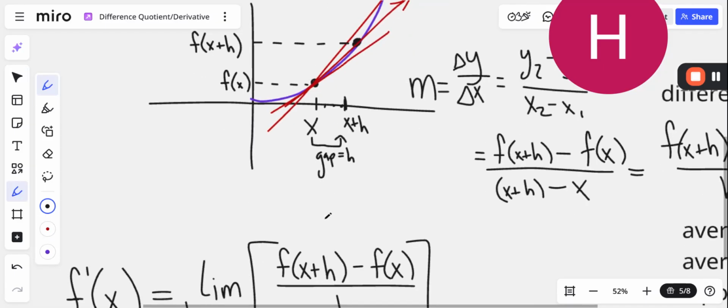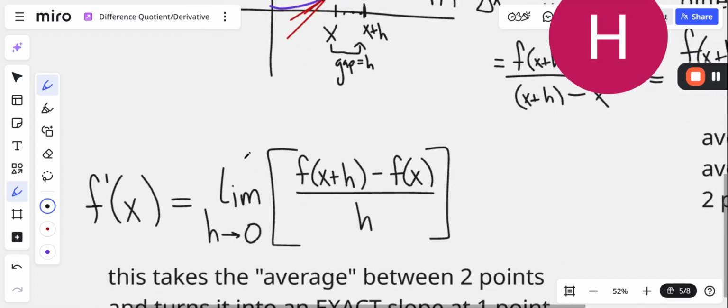We need to squish 2 points together so close that they basically are sitting on top of each other. Remember that this doesn't mean h equals 0. We're not saying that the gap is 0 so that they're literally the same point, but we're sending the gap to 0, so we're squishing them closer and closer together, like a couple of magnets, right? They're never going to be exactly touching if they repel each other, but they're going to get so close.